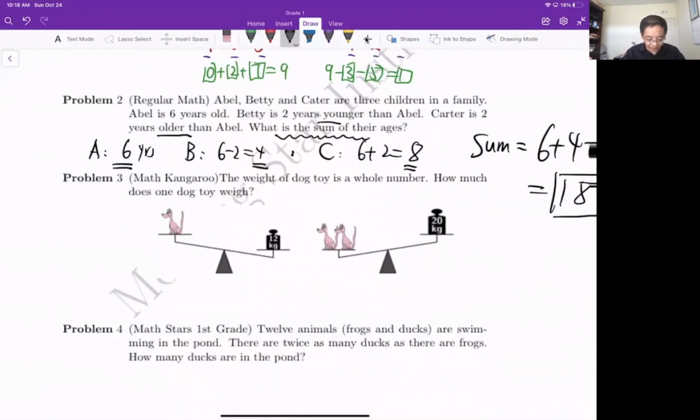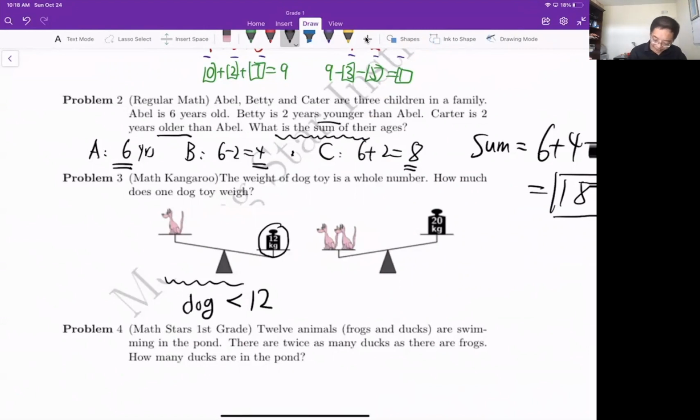Question number 3. The weight of a dog toy is a whole number. A whole number means the number 0, 1, 2, 3, like the numbers we usually work with. How much does the dog toy weigh? Now, if you look at the first picture, you realize the 12 is heavier, right? So it is less than 12. So the dog is less than 12.